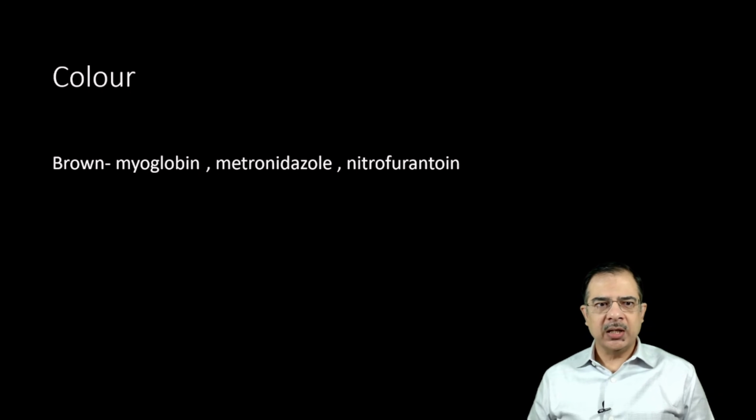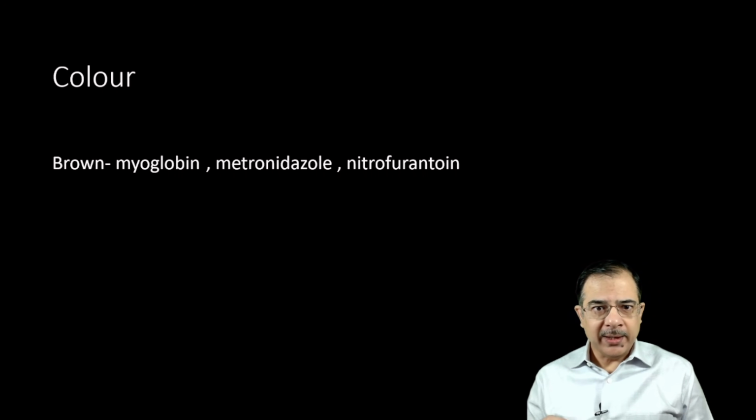If the color is brown, it could be due to myoglobin, and myoglobin is due to rhabdomyolysis. It can be due to the intake of metronidazole. Suppose a patient is taking metronidazole and gives the urine sample, it can be brown in color. So ask the patient for the history of metronidazole use.